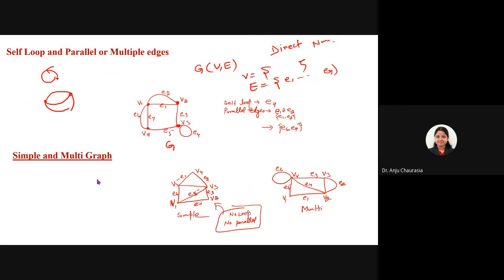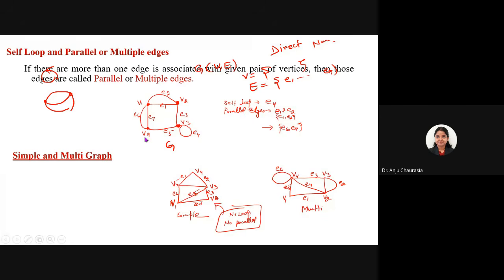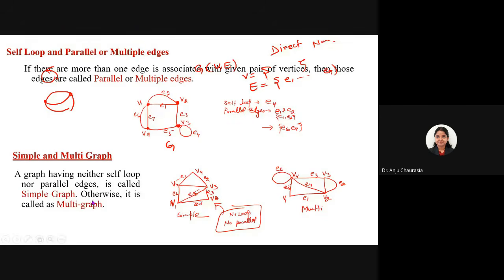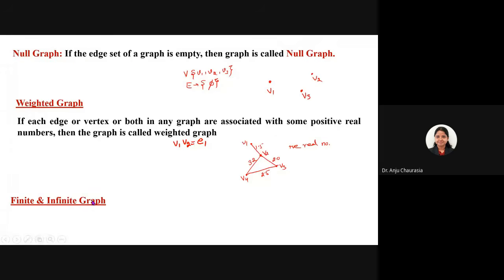We have discussed the concepts because you have to understand all the terms involved in graphs. So, self loop and parallel or multiple edges. Parallel edges, I think everyone is clear about the word parallel. You can see these are the parallel edges, because the starting and end points of the vertices are the same. Simple and multiple graph: if a graph has no loop and no parallel edges, it is a simple graph, otherwise a multigraph.